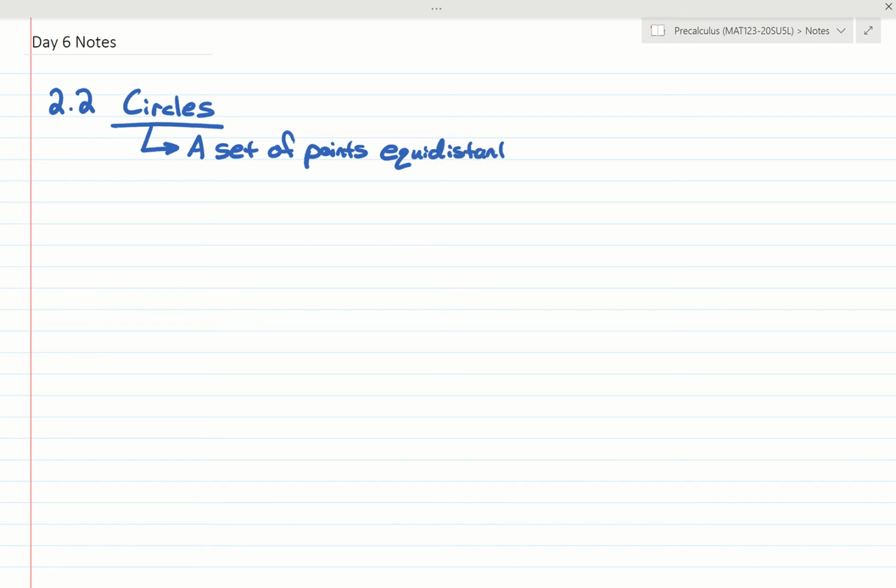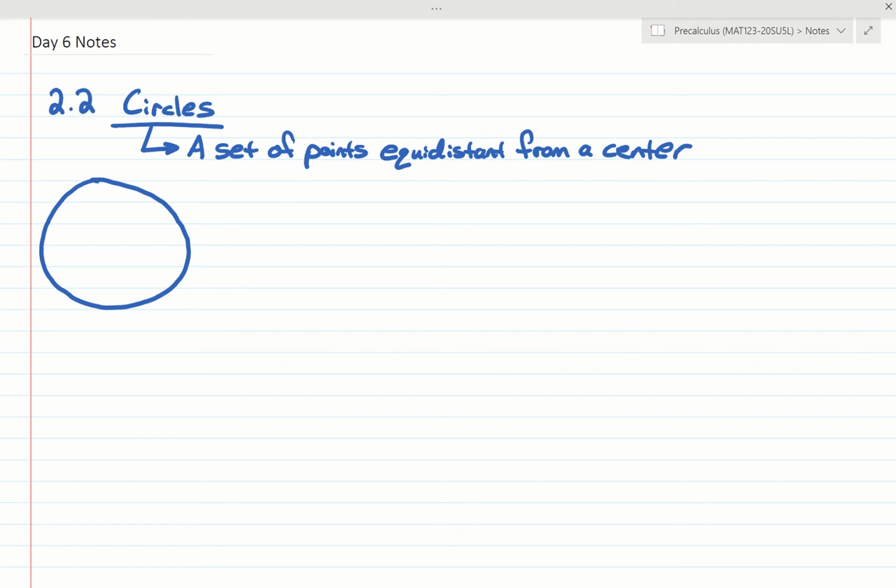In section 2.2, we're going to talk about circles. Now, the definition of a circle is a set of points equidistant from a center. So I'm sure everyone here knows what a circle looks like.